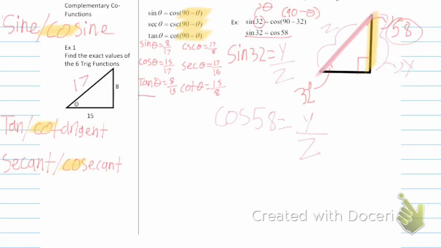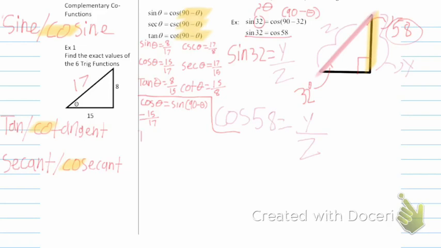So now I'll teach you the other three trig ratio forms for the complementary cofunctions. To find cosine of theta, you do sine of 90 minus theta, which equals 15 over 17, because cosine of theta equals 15 over 17.